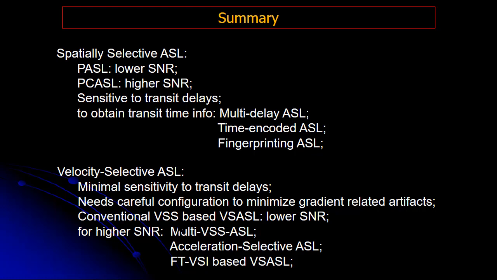The conventional velocity-selective saturation-based VS-ASL has lower ISNR. To increase ISNR, there are also different approaches already in place, like multi-VSS modules, and acceleration-selective or Fourier transform-based VS inversion-based VS-ASLs.